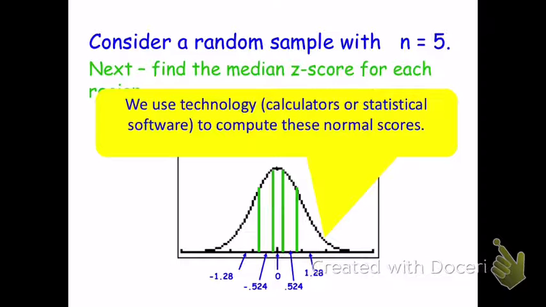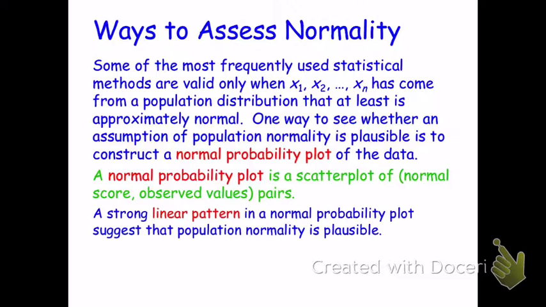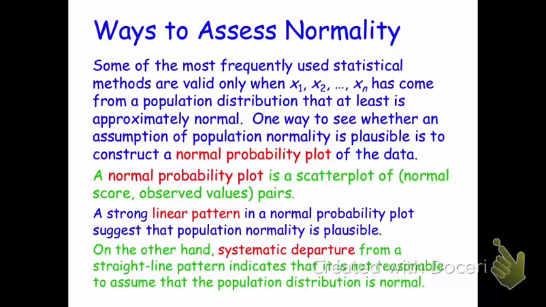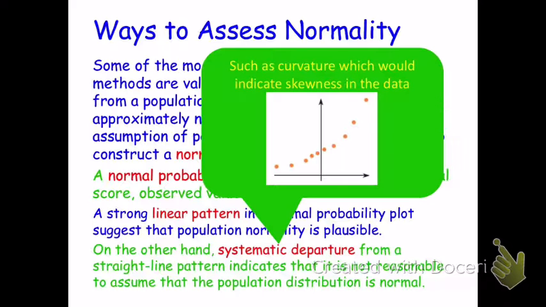So we're going to actually use our calculator to compute normal scores, technology. We want a linear pattern. If it's not linear, then we say it's not normal. That's basically the premise of it. Right now, we're only going to look at normal probability plots. We're not going to calculate them.